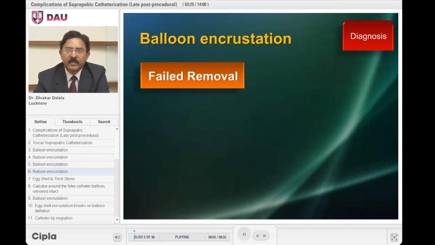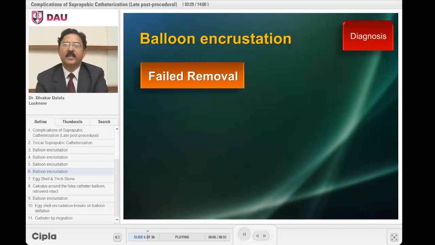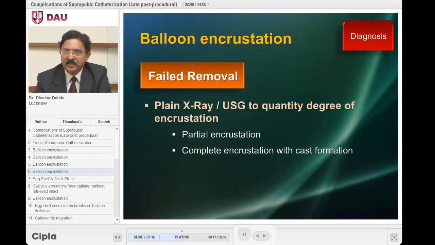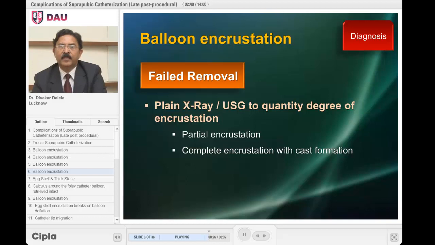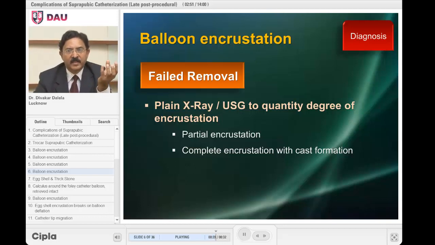The failed removal: you are trying to remove the catheter, which has been there for, let's say, about 3 months or 4 months. So what should you do to diagnose the problem? You should do a plain X-ray and an ultrasound to quantify the degree of incrustation. Is it a partial incrustation or is it complete incrustation of a balloon like a cast? Or some patients even form big stones around the balloon.